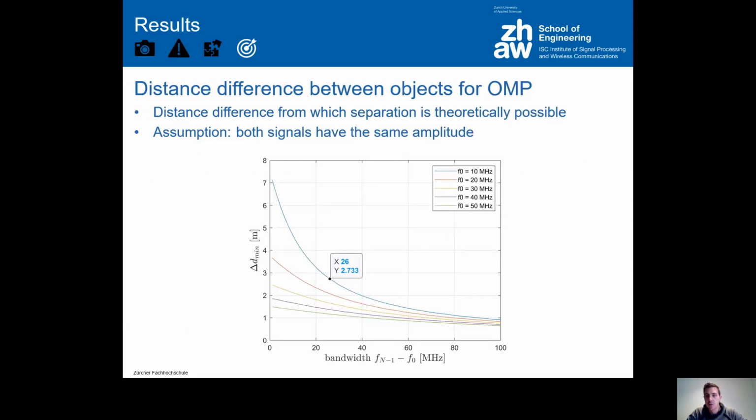A disadvantage of the OMP method is that a relatively high distance difference between the signal paths is required for reliable separation. Assuming an identical signal amplitude of the reflections, the minimum distance difference for separation can be calculated, which is about 2.7 meters for our setup. According to our findings, this limitation has not been described in literature so far.